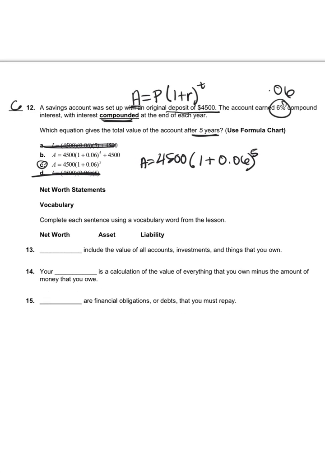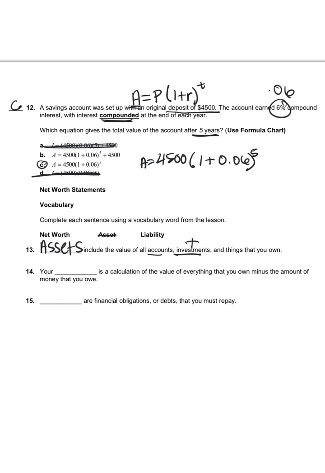All right, now we got some vocabulary where we have to know what each of these pieces means. So we have to know what net worth means, what asset means, and what liability means. All right, so number 13, blank includes the value of all accounts, investments, and things that you own. Well, investments I know is a good thing to me, and that sounds like the word for assets, because assets are good money to you.